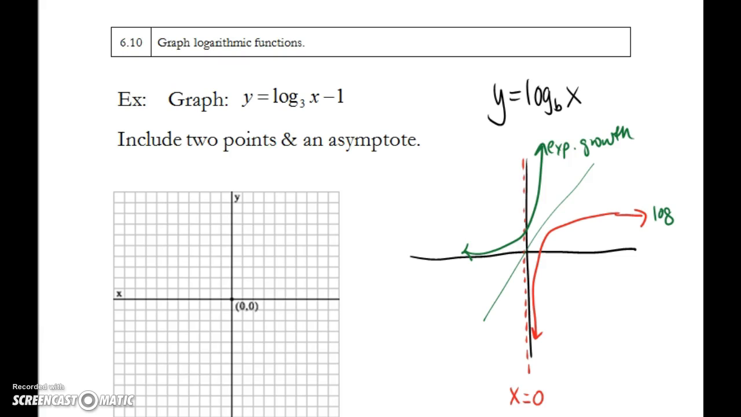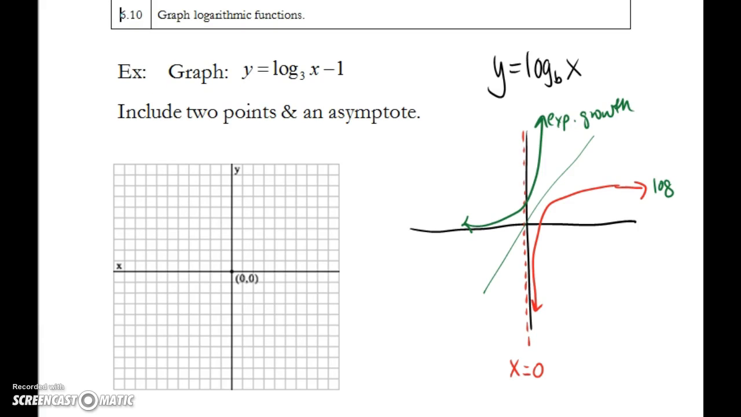Now, when we graph a logarithmic function, we want to have at least 2 points and an asymptote. So let's start with our asymptote. Our asymptote is generally at x equals 0, unless there's been some kind of translation, some kind of shift. So if we took a line at x equals 0, and we push that line up or down, it would still be at x equals 0. But if we push the line left or right, then the line moves to another x value.